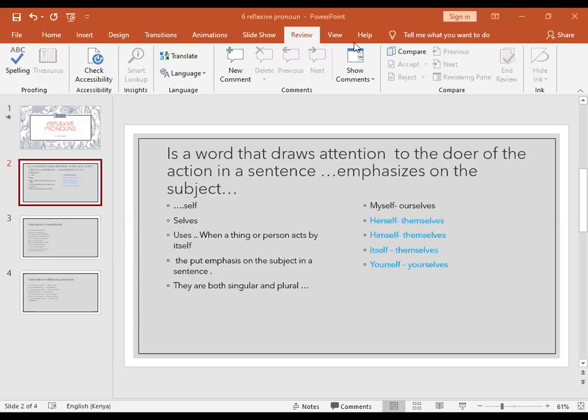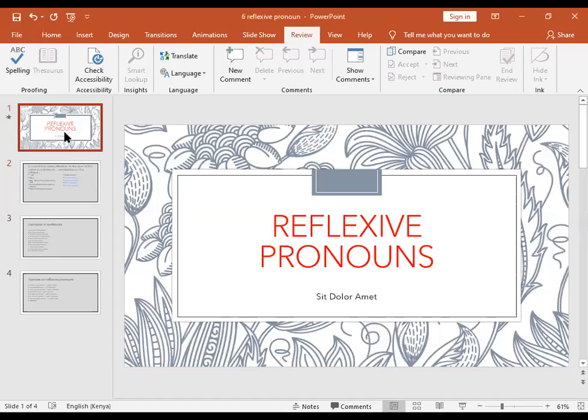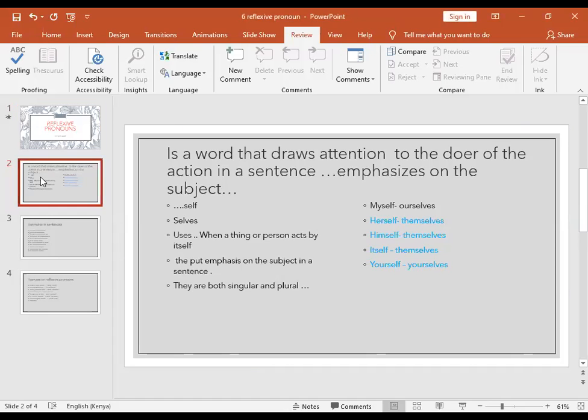Now, with that in mind, I'm going back to reflexive pronouns. What have I just said they are? Reflexive pronouns are words that draw attention to the doer of the action, or emphasize the subject. Now you understand the subject is no different from the word doer. So what attention does this draw? It shows that the action was done by the particular doer.